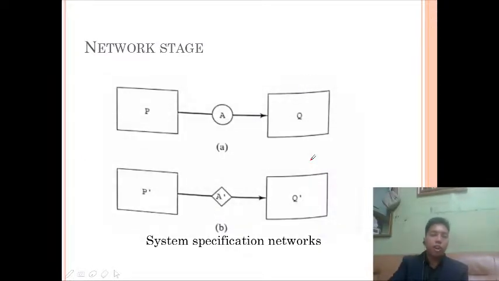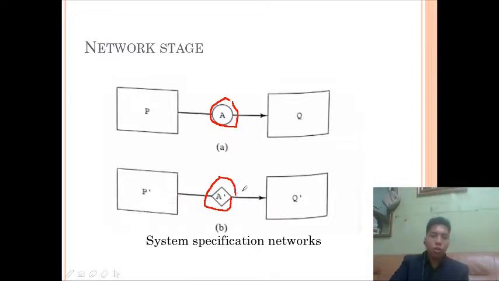Here, the difference between the modeling stage and the network stage is that the network stage has this A, or an action, over here, that transforms the first entity into this entity. So P transforms into Q, and P prime transforms into Q, which signifies that this A here contributes to the transformation of the values of P and Q.